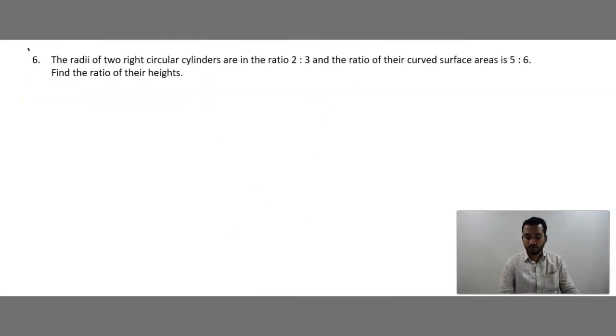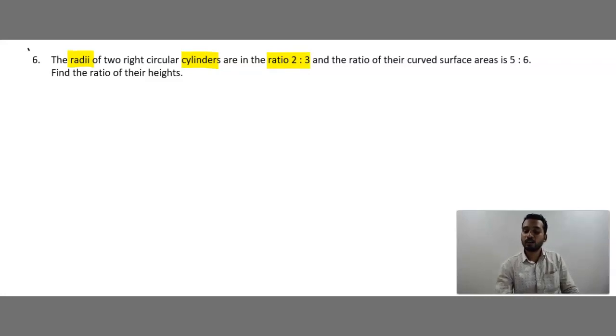The next question is: the radii of two right circular cylinders are in the ratio 2:3 and the ratio of their curved surface areas is 5:6. Find the ratio of their heights. Observe, students, what is the given question? The radii of the two cylinders are in the ratio 2:3.